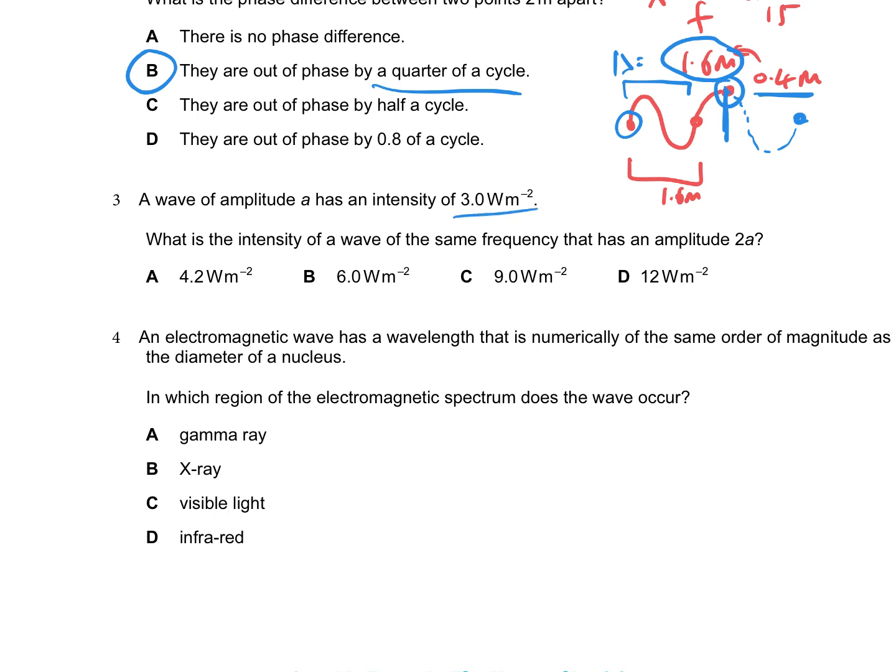A wave of amplitude A has intensity 3 times 3. What is the intensity of a wave of the same frequency that has an amplitude of 2A? So notice that we're doubling the amplitude. Remember that intensity is proportional to amplitude squared. So if we double the amplitude, we're going to end up with 4 times the intensity. So 4 times 3 is going to give you 12. Your answer is D.